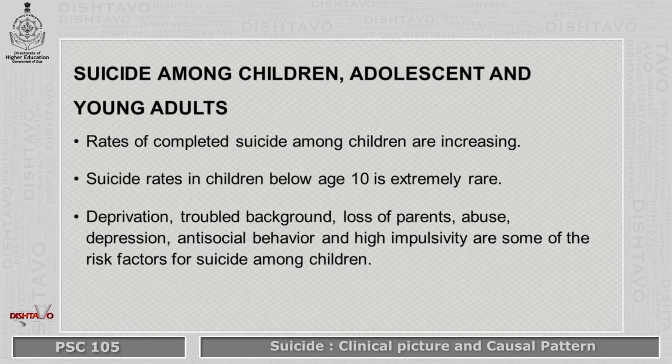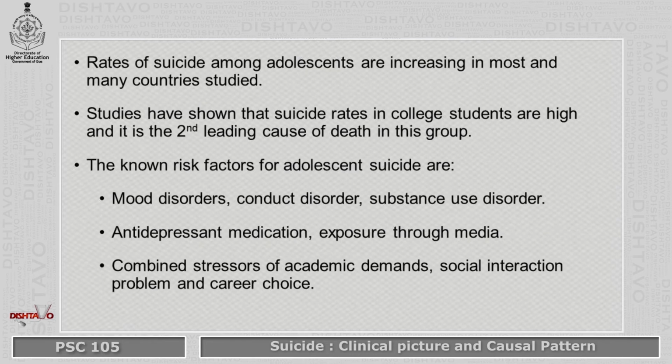Now let's try to understand suicide among children, adolescents, and young adults. Rates of completed suicide among children are increasing. Suicide in children below age 10 is extremely rare. Deprivation, troubled background, loss of parents, abuse, depression, antisocial behavior, and high impulsivity are some of the risk factors for suicide among children. Rates of suicide among adolescents are increasing in many countries studied. Studies have shown that suicide rates in college students are high, and it is the second leading cause of death in this group. Now, what are the known risk factors for adolescent suicide?